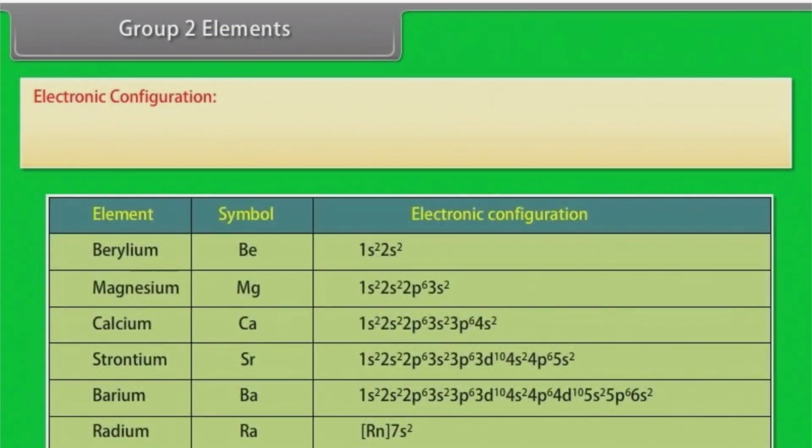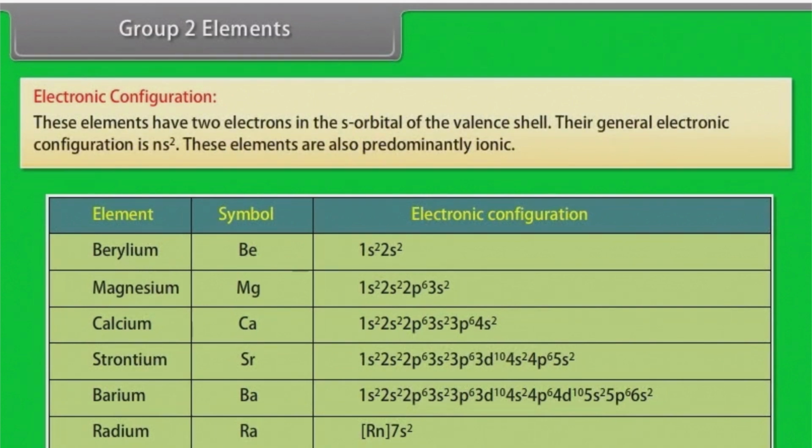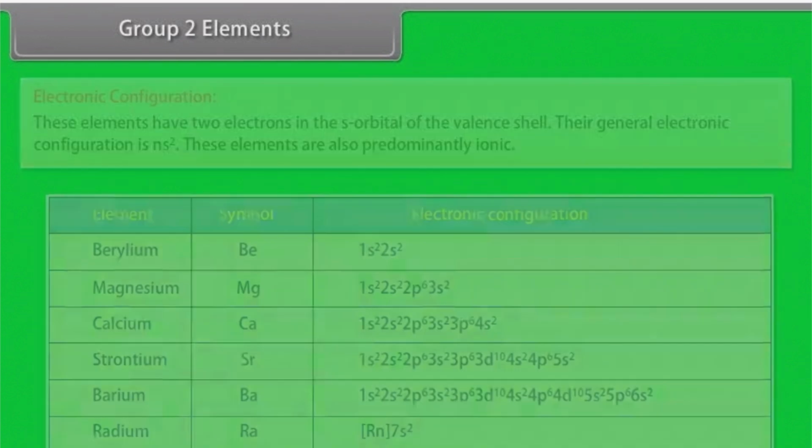Group 2 elements. Electronic configuration. These elements have 2 electrons in the s orbital of the valence shell. Their general electronic configuration is ns². These elements are also predominantly ionic.